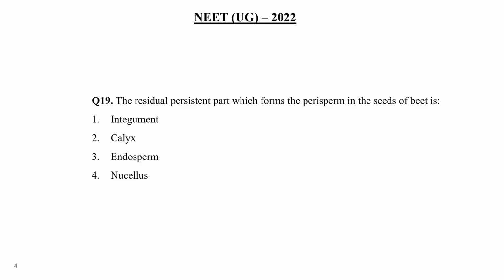Okay. So what is this perisperm? It is a kind of nutrition which is provided to the seed. This perisperm is formed from the nucellus. The integuments are a layer, the calyx is another structure, the endosperm is another structure, but the nucellus actually forms the perisperm, which provides the nutrition to the seed. So choice number 4 would be the correct answer to this question.